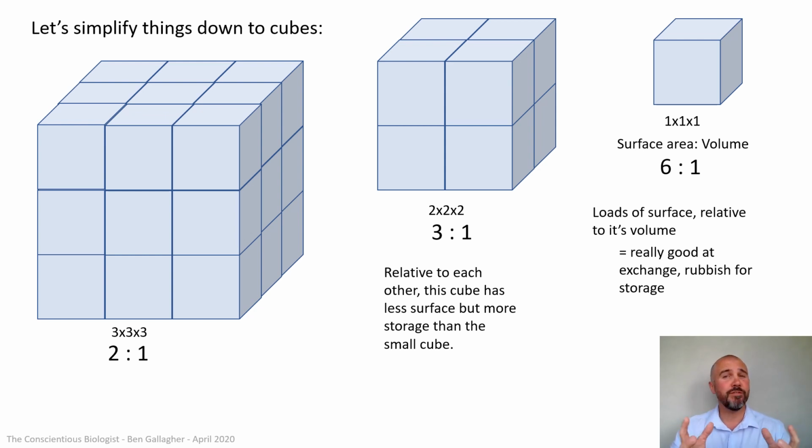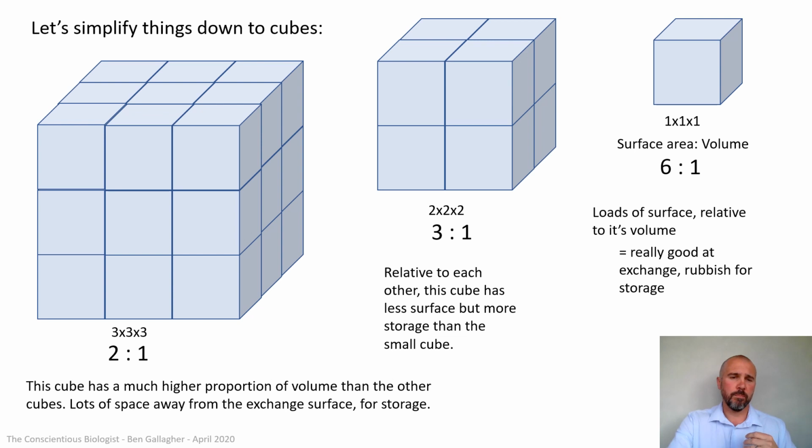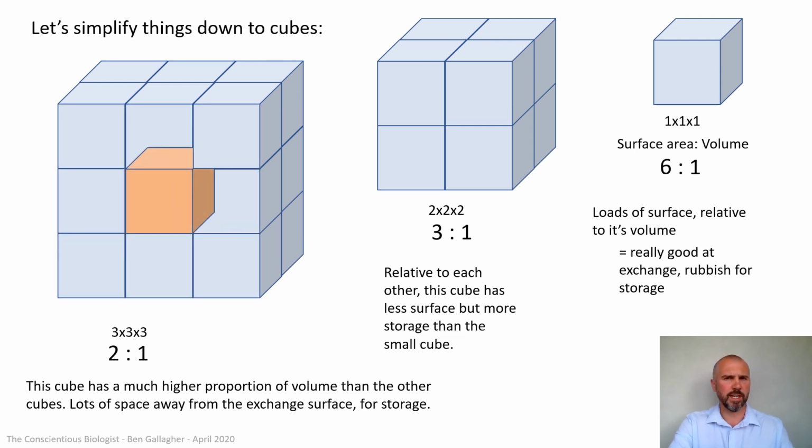Now you should be noticing a very obvious pattern here. The bigger the object gets, the bigger the cube gets, yes, the more surface it's got overall, but because its volume is getting so big, its surface area relative to its volume is getting less. So it has a much higher proportion of volume than the other cubes, lots of space away from the exchange surface for storage. Let's just really try and hit that point home.